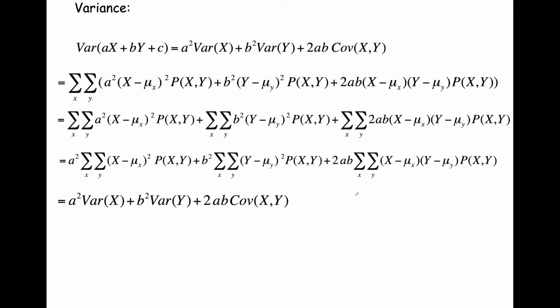So there's my result, and it's exactly what I was looking for. The variance of ax plus by plus c is a squared times the variance of x, plus b squared times the variance of y, plus 2ab times the covariance between the two. And there's my transformation.